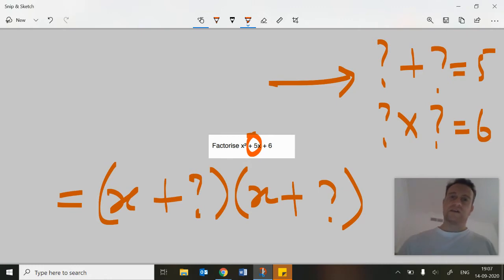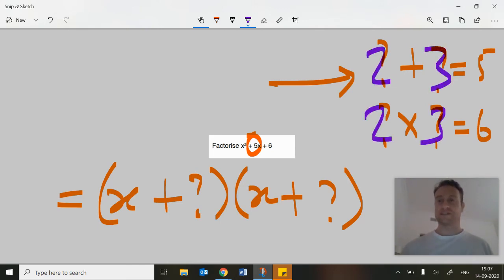Okay, so what are the two numbers that make that work? Well, let's think about it. Something plus something is 5. Something times something is 6. This is not a difficult puzzle, okay? These get much harder. Obviously 2 and 3. Okay, 2 times 3 is 6. 2 plus 3 is 5. We've solved the puzzle, so we're going to put in 2 and 3 there. It doesn't matter which way around you do this.